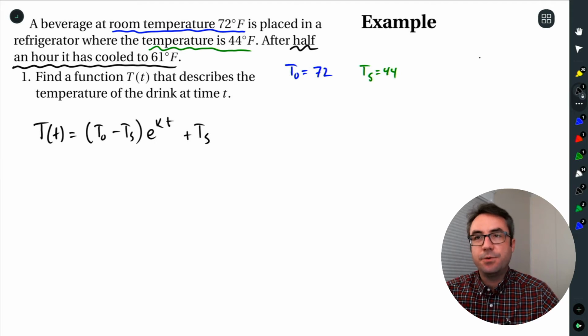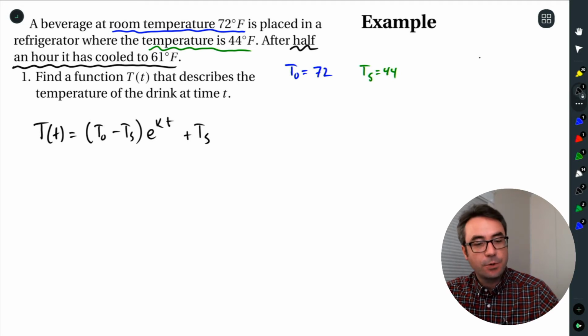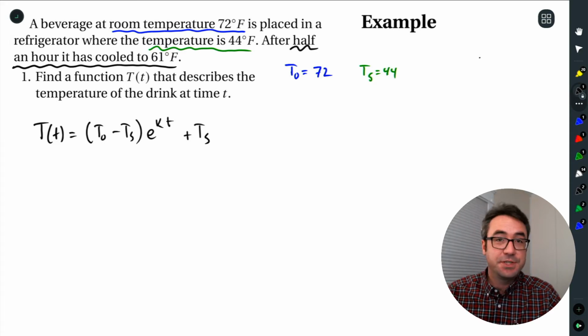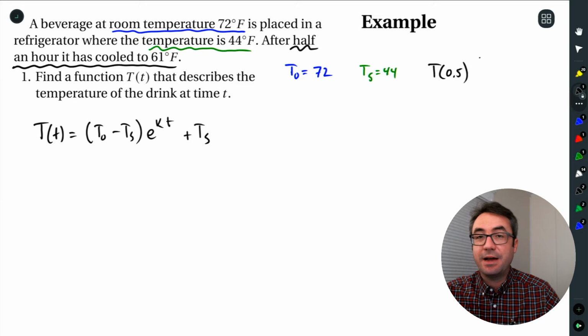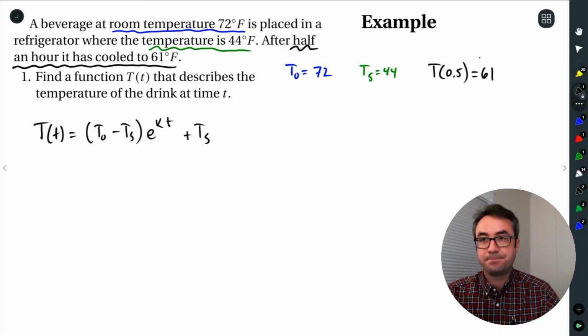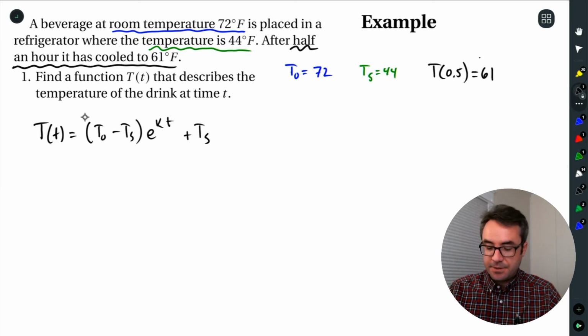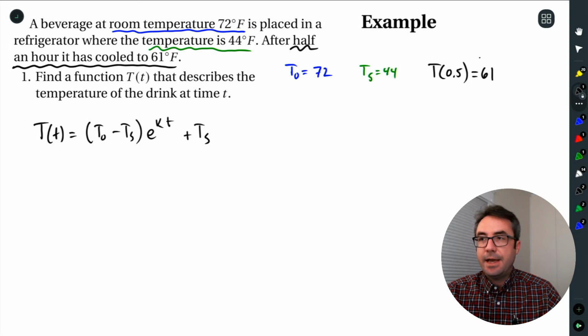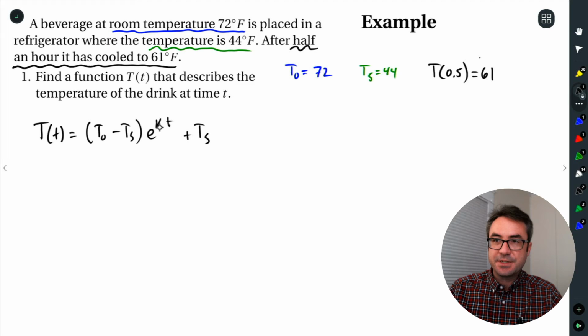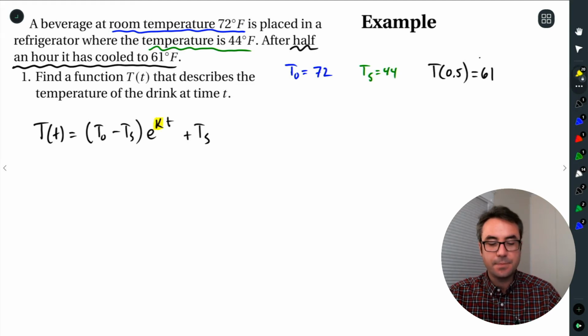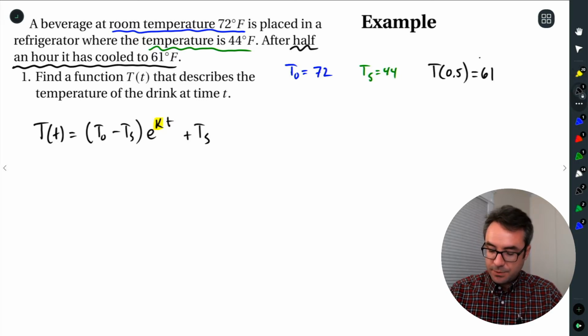We have some choice about the units for time: minutes, hours, or even seconds. Since we're given the time in hours here, let's stick with hours. So our temperature after half an hour, our temperature at 0.5 hours, should be 61. We're going to use these three pieces to find our temperature function. The initial temperature fills in right here, and our surrounding air temp fills in here and here. Then we need to use this information to help us find this constant k. All right, let's see how this is going to work. That's what we need to do: we need to determine k.